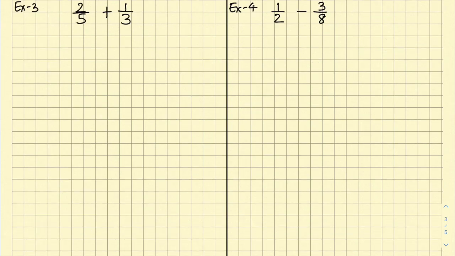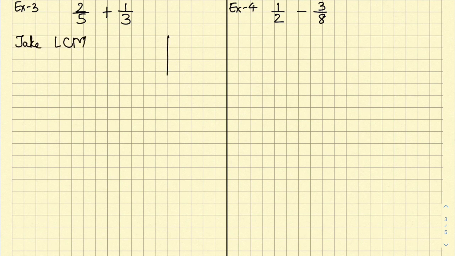Okay students, we'll also see two more examples of addition and subtraction of unlike fractions. Just pause the video for 3 minutes and kindly solve these two sums. Okay, here you see the denominators 5 and 3 are not the same, they are different. So what we need to do is take the LCM.